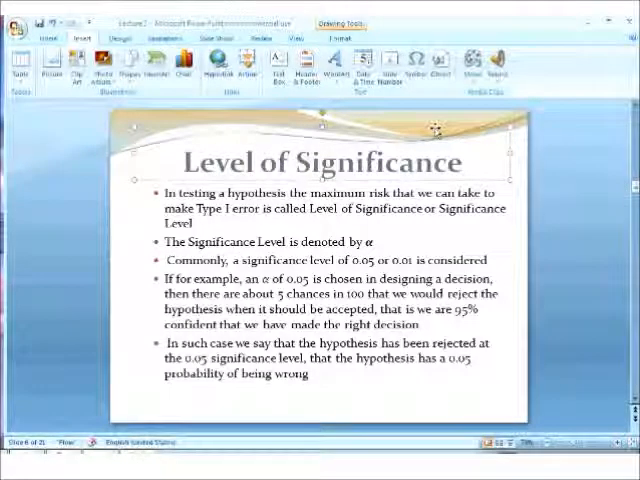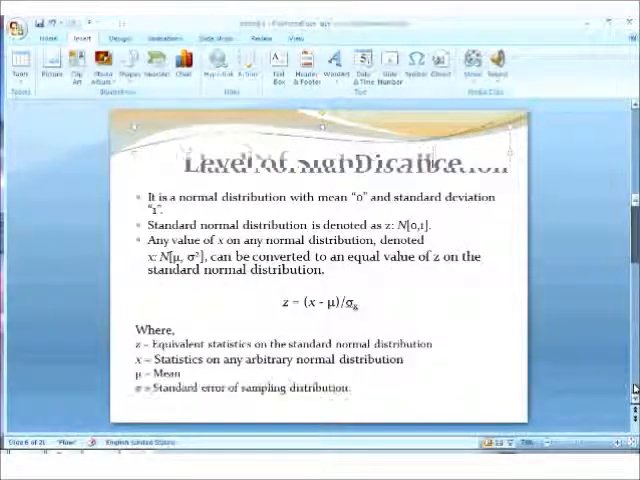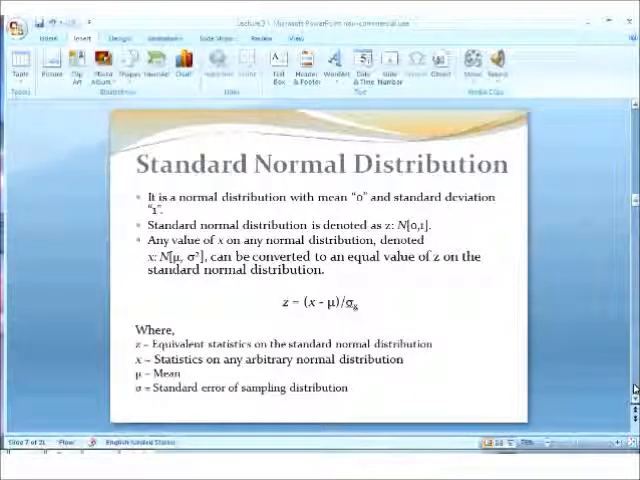In the following slides, you'll see how your level of significance or your confidence level affects the decision, affects the number. Okay, standard normal distribution. Now, what is a standard normal distribution? In our last class, we studied normal distribution: if you collect the data, plot the frequencies, and do the distributions, then you see a bell-shaped curve, a Gaussian curve. That is called normal distribution.